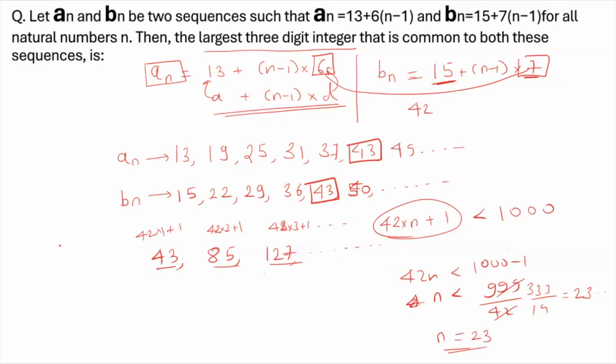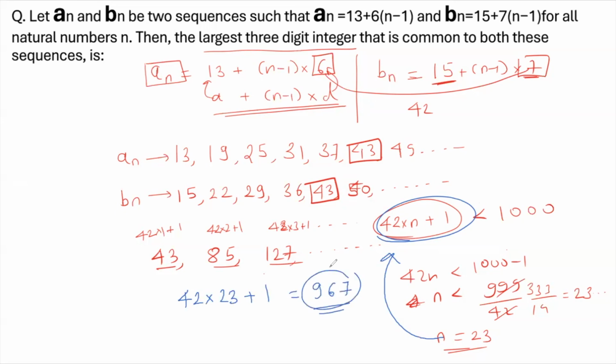So the greatest possible term here is when n is equal to 23. So we plug in the value of n as 23 in this general term, we get the greatest possible three-digit number 42 into 23 plus 1. So 42 into 23 will basically be 966, plus 1 will be 967. That is the answer to the question.